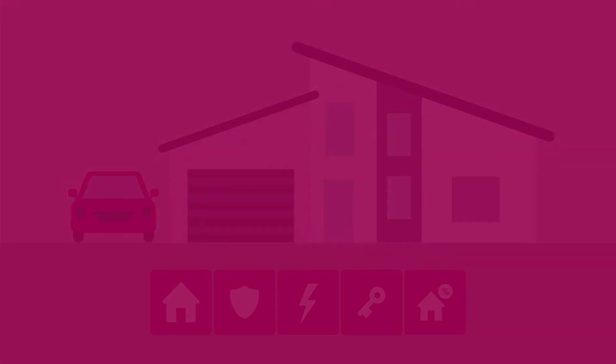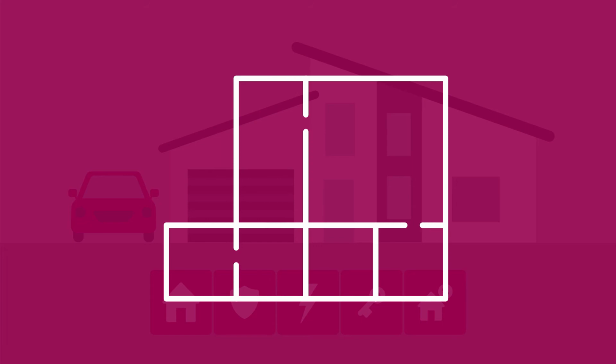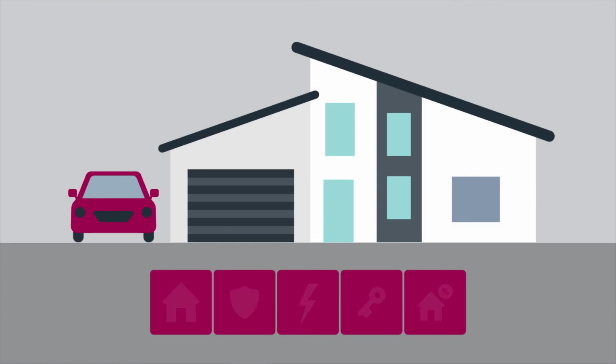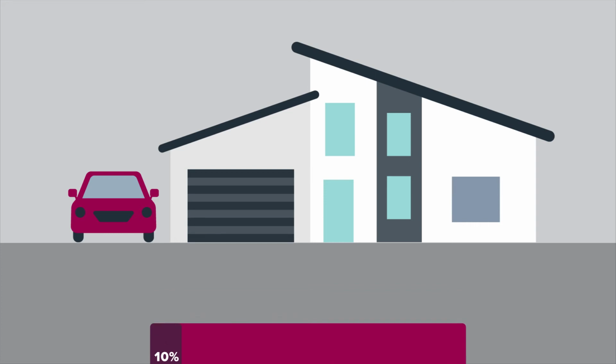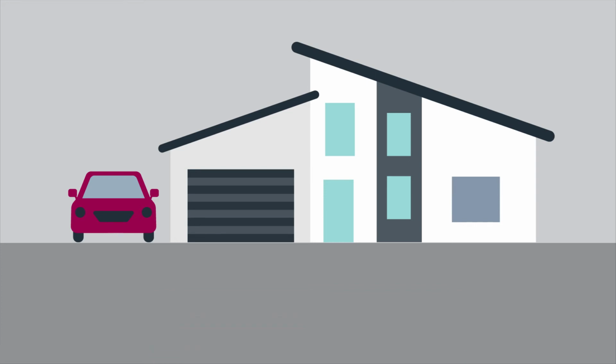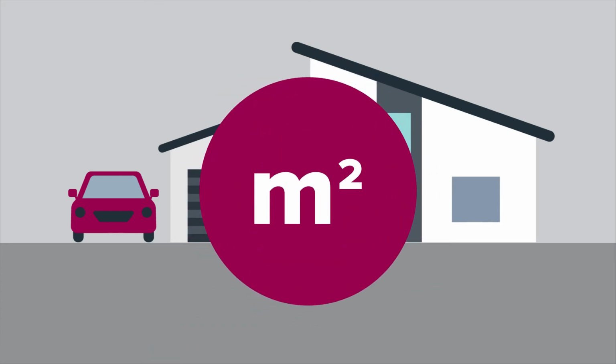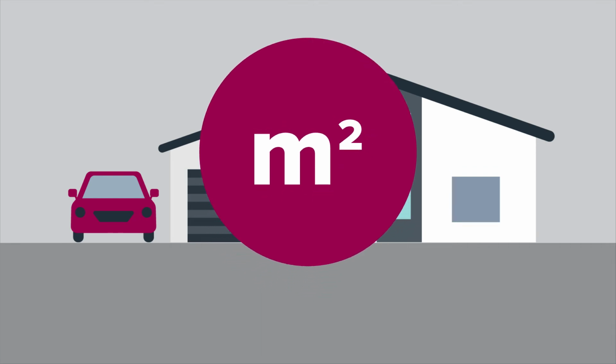The percentage you can claim is based on floor area. Alan's office is 10% of the total floor area of his home, so he can claim 10% of the household expenses he uses for business. Alternatively, if unsure of the percentage, Alan could have used our square metre rates to work out the amount of household expenses he can claim.